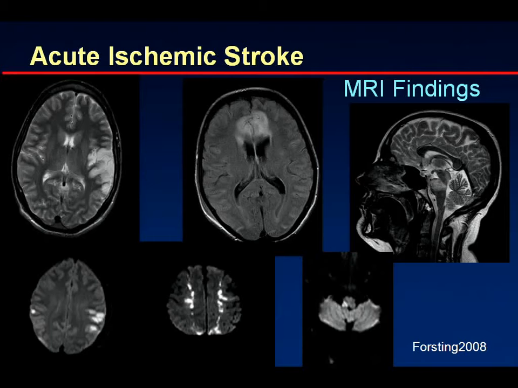Now, here we see a couple of FLAIR images and T2-weighted images, and down there, diffusion-weighted images from different patients. Here's a classic territorial infarct on a T2-weighted image. Here you do see two infarctions on a FLAIR image in the area of both anterior cerebral arteries.